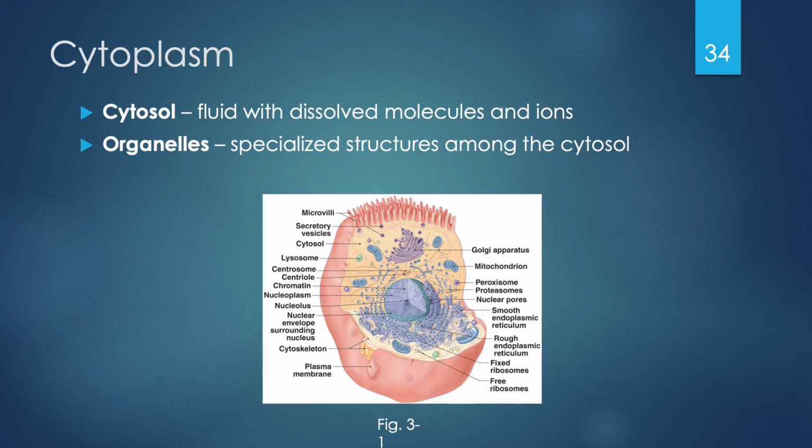Cytoplasm is everything inside the plasma membrane inside the cell. And this can be broken down into two main categories. The cytosol, which is just the fluid that allows the organelles to float along in. So the cytosol is fluid that has dissolved molecules and ions in it, and the organelles are all of the miniature structures that you see in figure 3-1 below, like the mitochondria, lysosomes, and the nucleus. Those are all organelles, specialized structures among the cytosol in the cytoplasm.